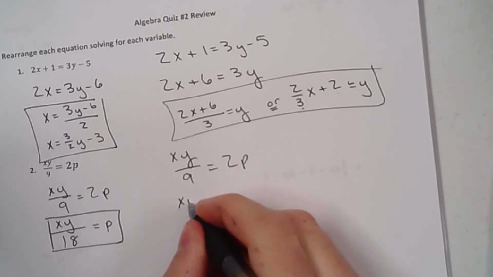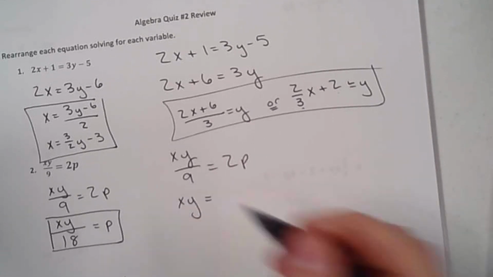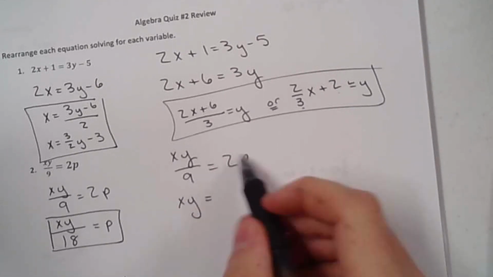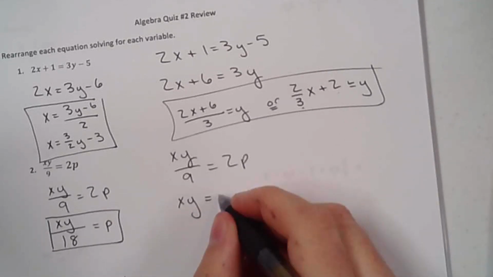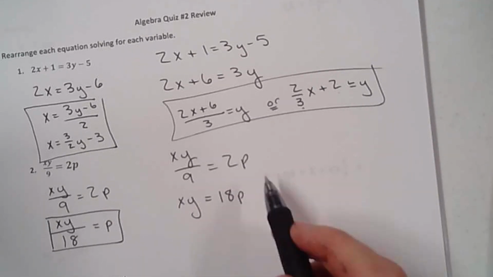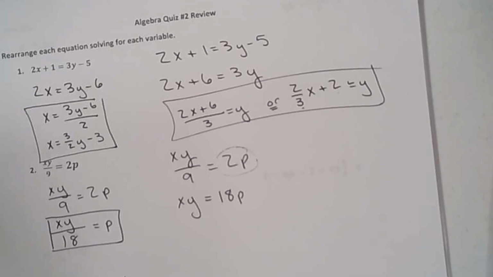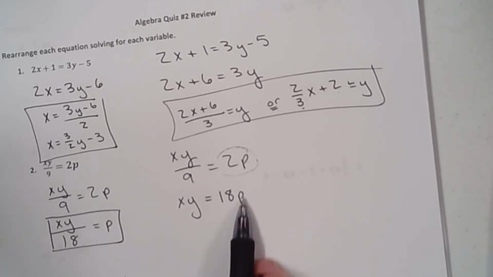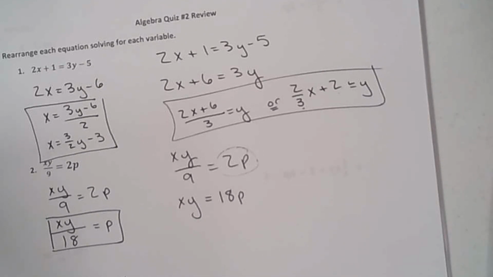All right, so everything's going to get multiplied by 9 to get rid of that division. So over here we get xy, right? Because that gets rid of the division. And over here we're going to multiply by 9. Well, 2 is going to multiply by 9 and make 18. And notice this is one term, right? So we did multiply p by 9. That whole term got multiplied by 9. So we have 18p.